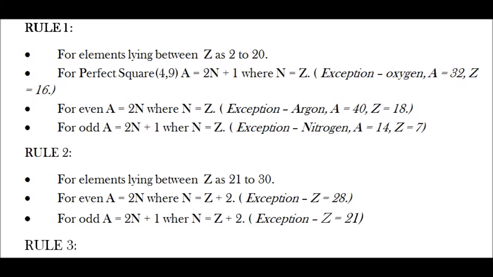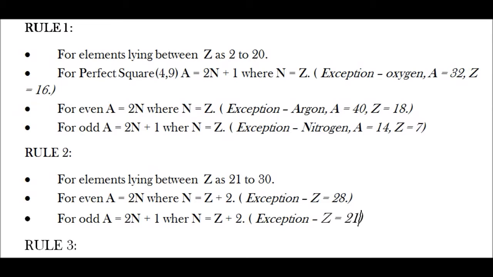So let's take an example of both. Let's take iron, which has an atomic number of 26. So for the molecular mass of iron, 26 plus 2 is 28, twice of 28 is equal to 56. For odd numbers, let's say atomic number 23, which is vanadium. So 23 plus 2 will be 25, twice 25 is 50, and 50 plus 1 is 51, and vanadium has molecular mass 51.